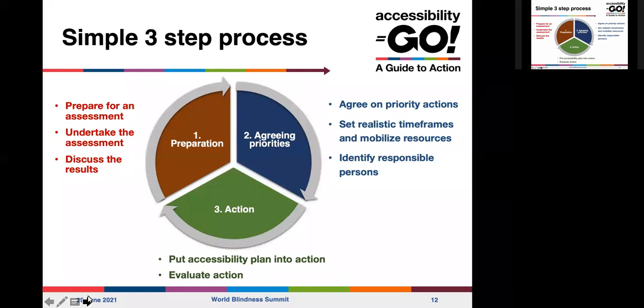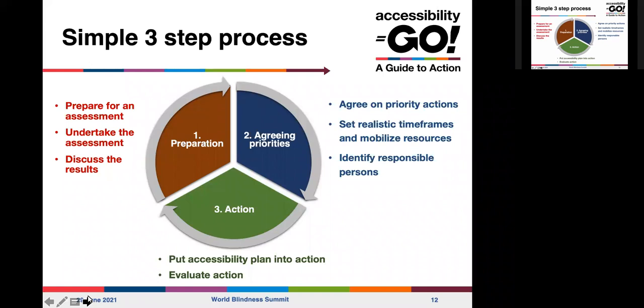Once we have prepared and done the assessment, then what kind of priorities should we agree on, and what should we take forward, and what realistic time frame, what resources, and who is responsible for taking those priorities forward. And the last step is about putting the action plan into action. So once we identify the priorities and the resources, how do we put that into action in a plan, and then how do you evaluate the action?